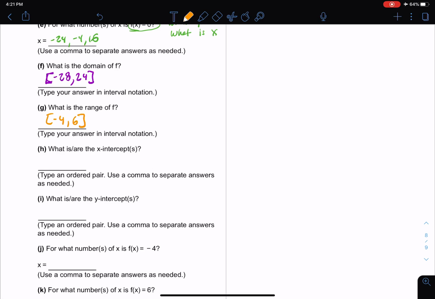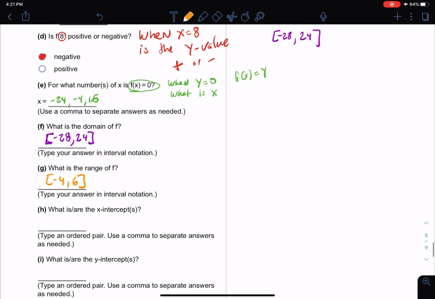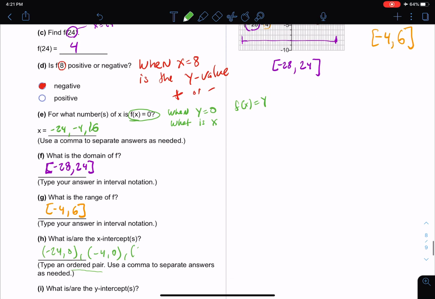Next, what is or are the x-intercepts? Well, there are these guys in green, and I think I'll use green there. And it says, please type the ordered pair. That means x comma y's. So it's just going to be negative 24 comma 0, negative 4 comma 0, 6. Is that 16? Double check. Yeah, right there. 16 comma 0.